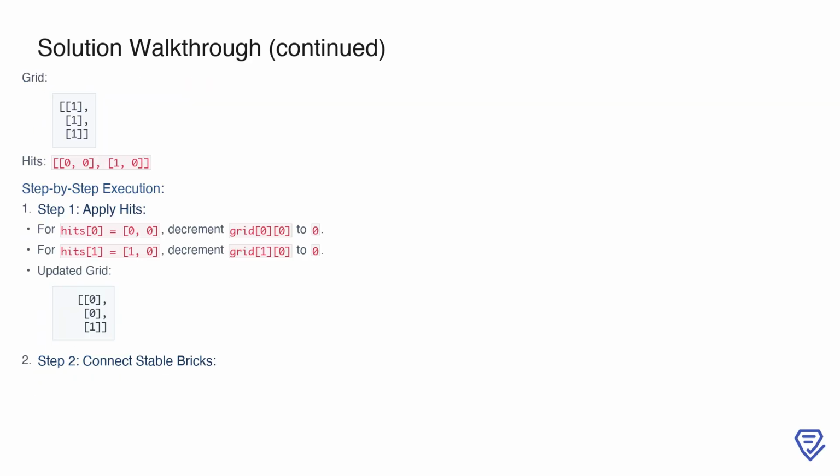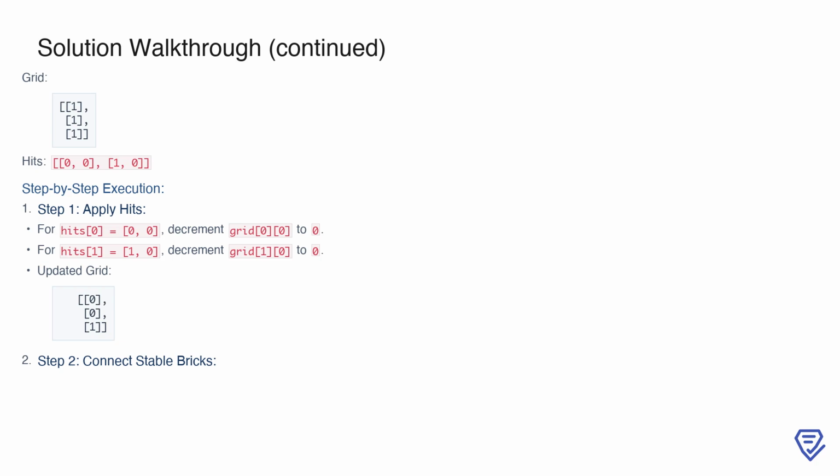In this final example, the grid consists of a single column of bricks, and the hits occur at the top 2 positions. First, we apply the hit at position 0, 0, removing the top brick and updating grid 0, 0 to 0. Then, we apply the hit at position 1, 0, removing the next brick and updating grid 1, 0 to 0.